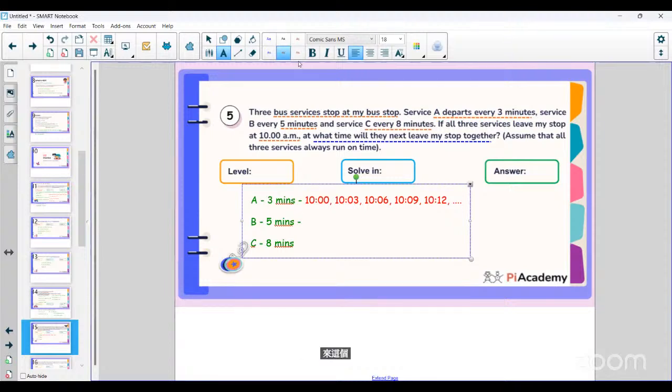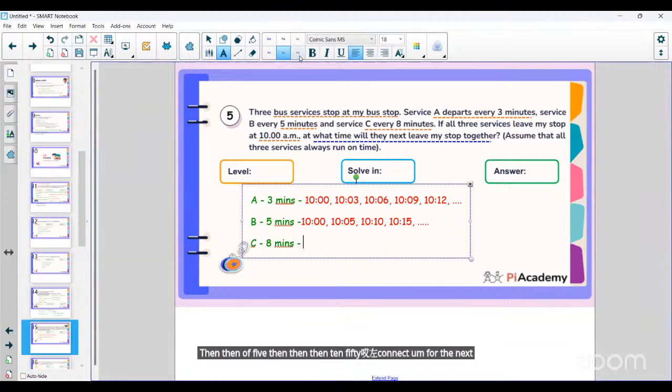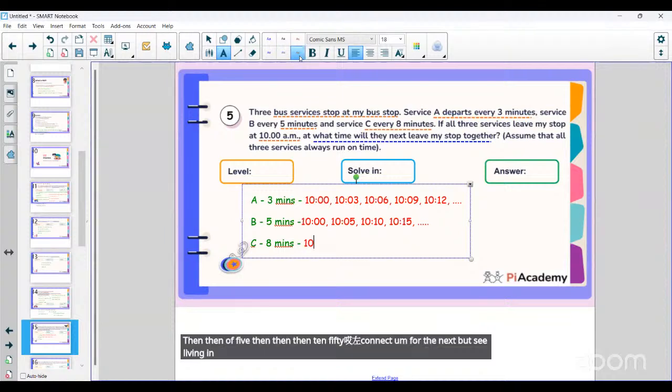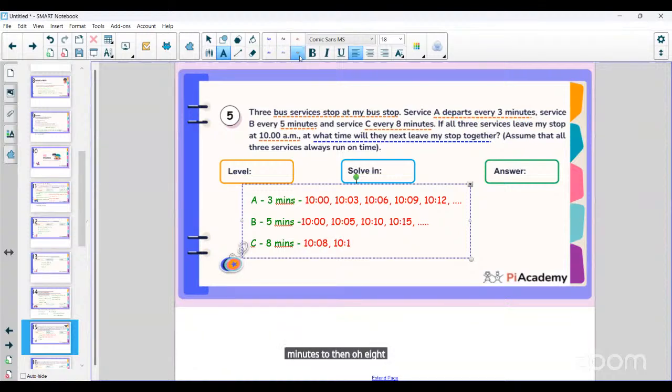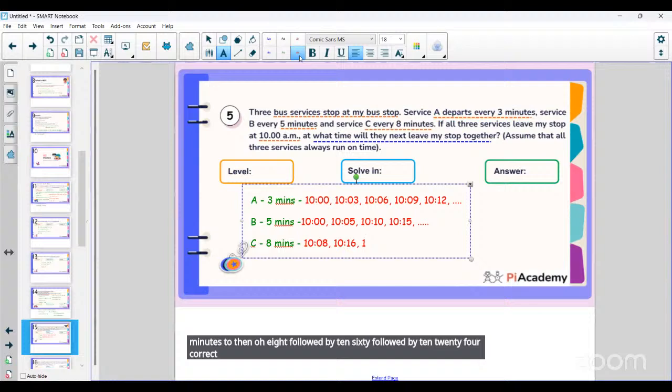Let us look at this. For bus B, it is leaving at 10, then 10:05, then 10:10, then 10:15, and so on. Correct? And what about the next? Bus C, it's leaving every 8 minutes. So 10:08, followed by 10:16, followed by 10:24, correct? And so on, all in multiples of 8 minutes.